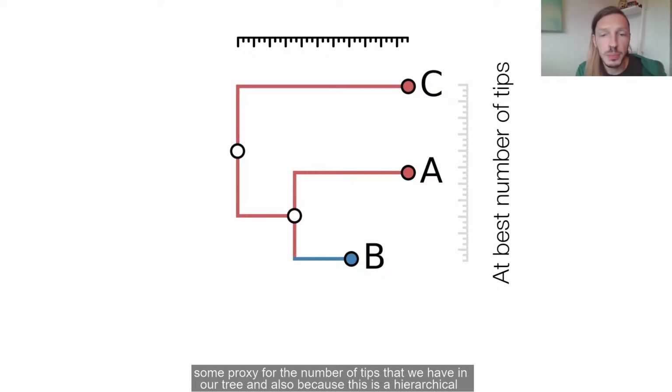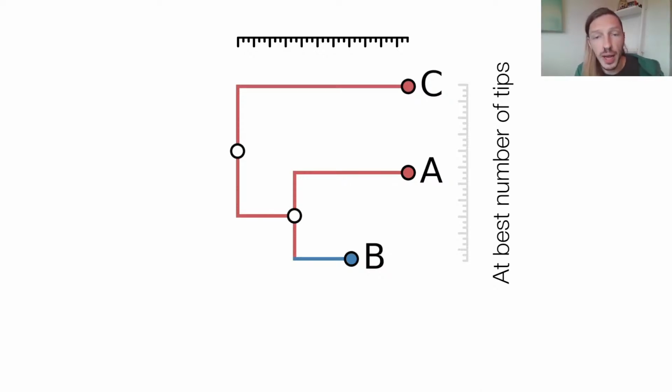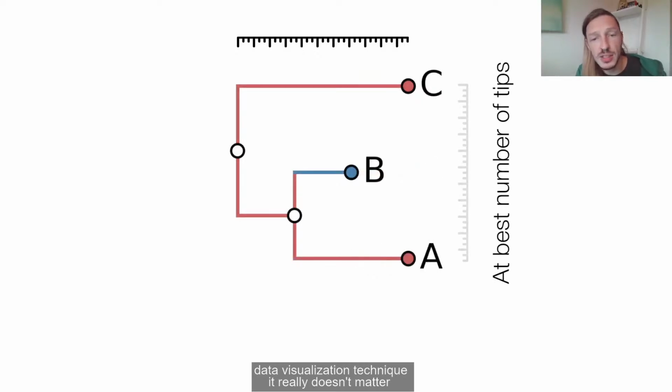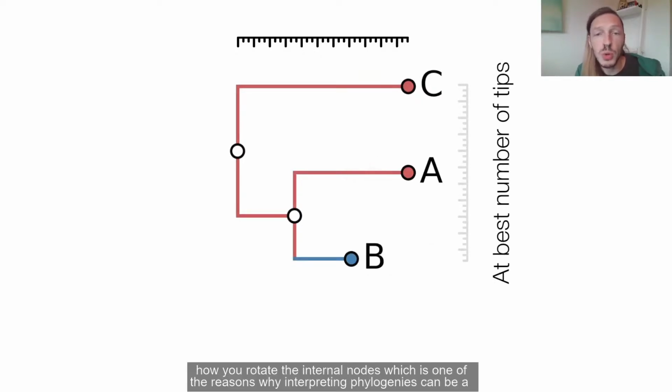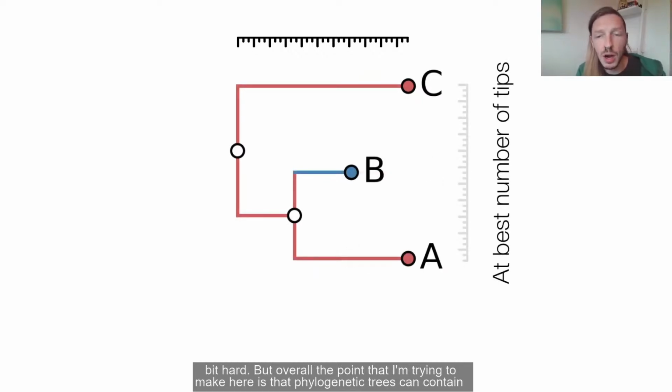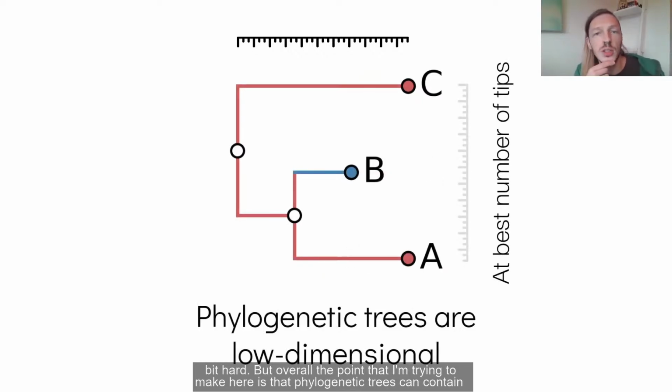And also, because this is a hierarchical data visualization technique, it really doesn't matter how you rotate the internal nodes, which is one of the reasons why interpreting phylogenies can be a bit hard. But overall, the point that I'm trying to make here is that phylogenetic trees can contain a lot of information, but fundamentally they are a very low dimensional data visualization technique.